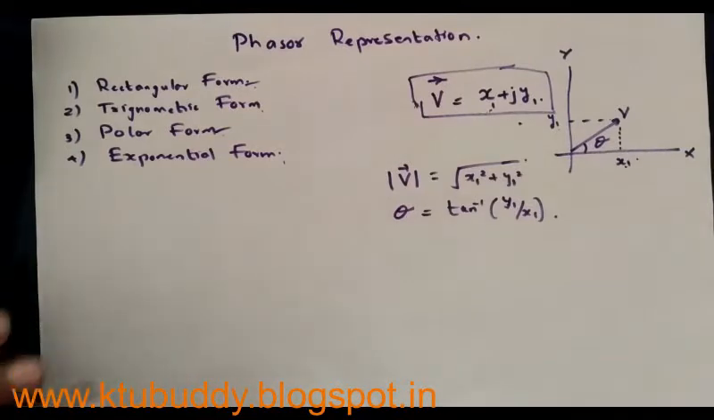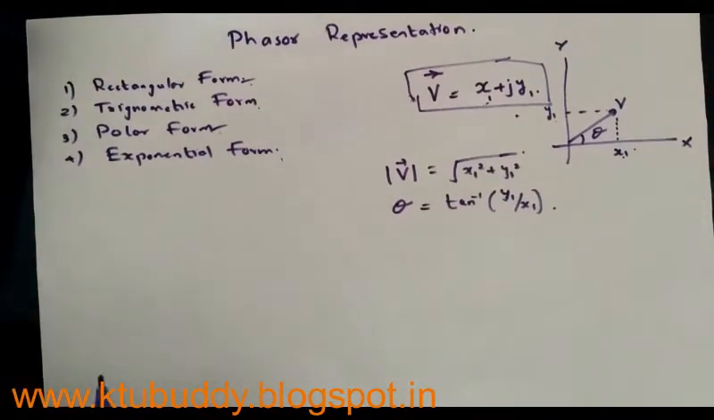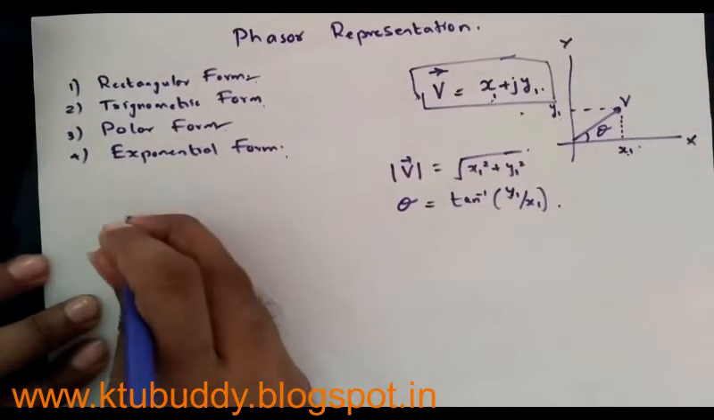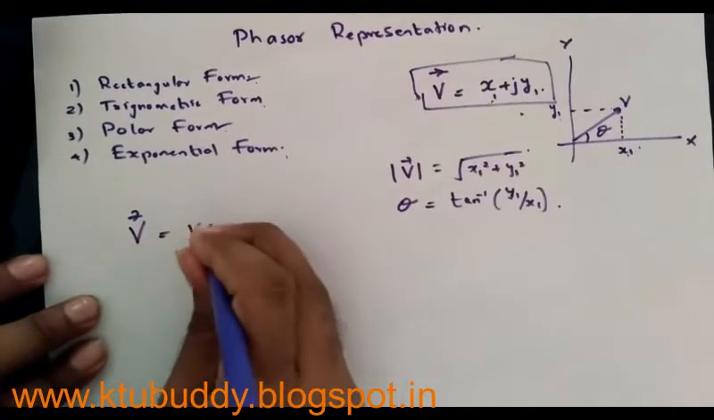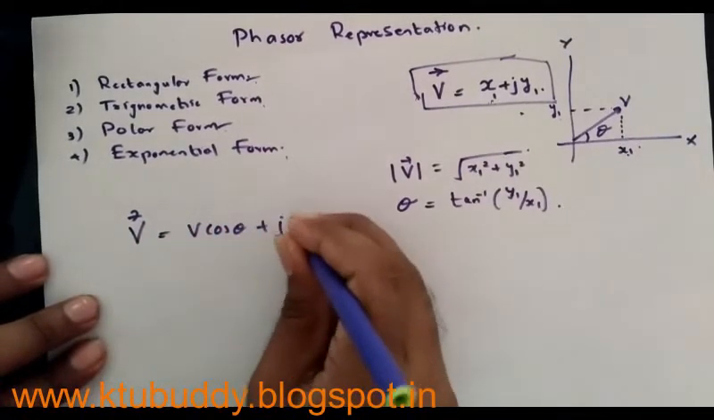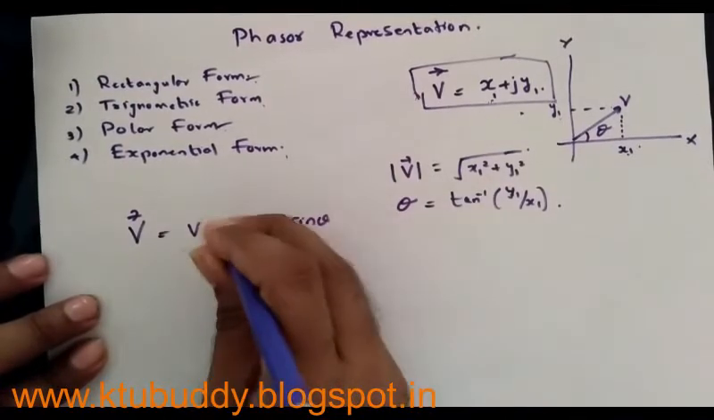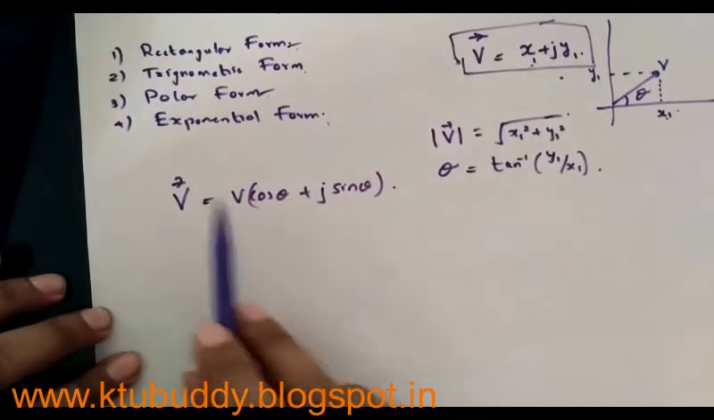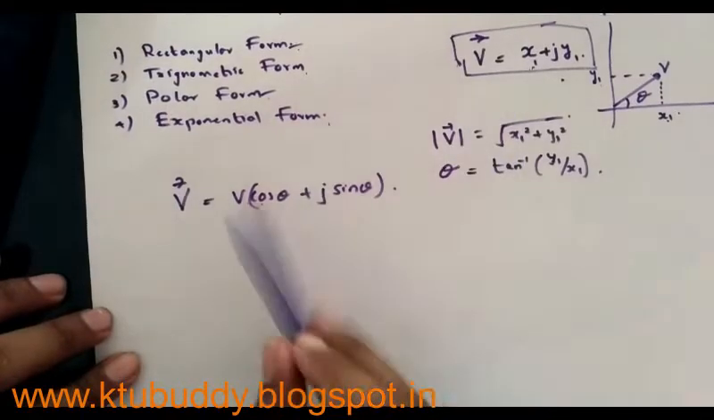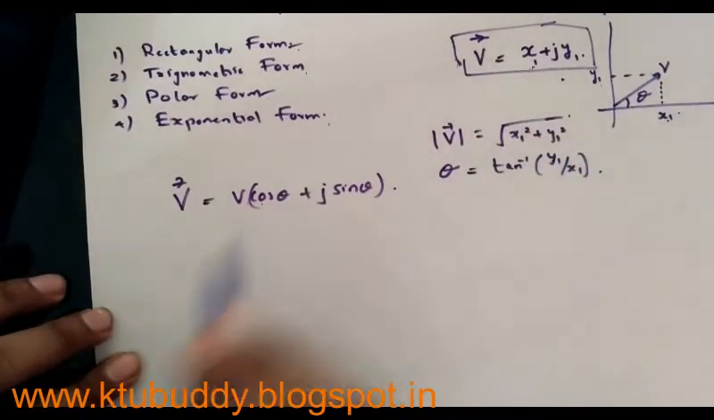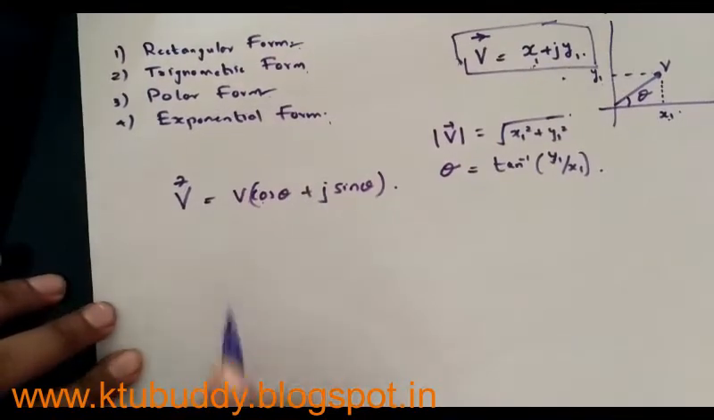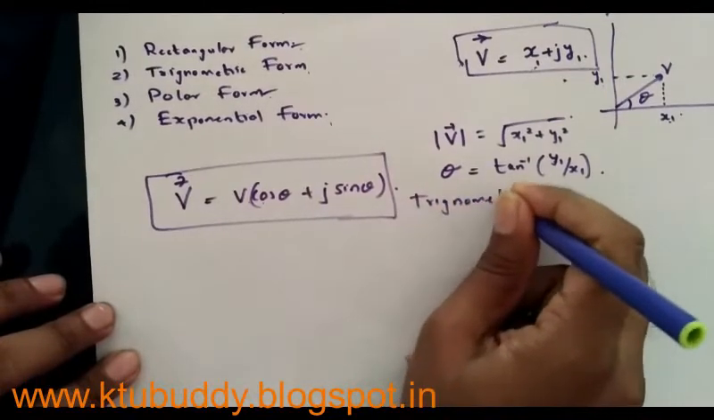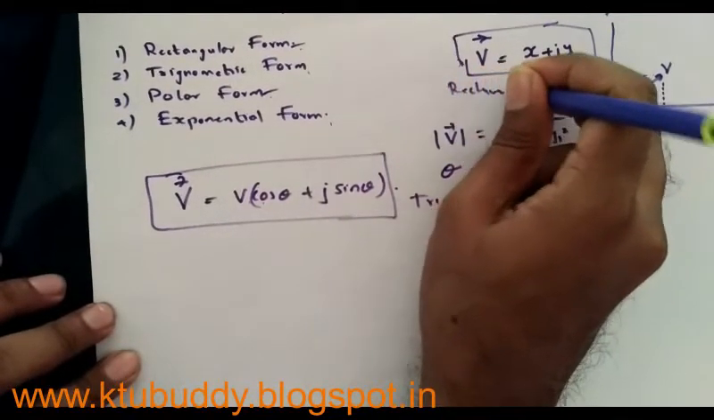Next, trigonometric form. Trigonometric form is nothing but representing the vector with trigonometric functions. That is, vector v can be represented as v cos theta plus j v sin theta. That is, v cos theta is nothing but x and v sin theta is nothing but y. This is the trigonometric representation of this vector. And the earlier one is the rectangular representation.